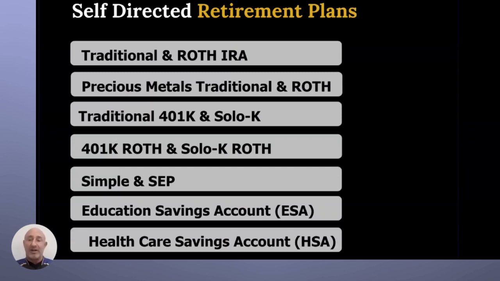There's a lot of different self-directed retirement plans, all retirement plans can be self-directed. So for example, traditional and Roth IRAs can be self-directed, precious metal, traditional and Roth, traditional 401ks and solo 401k or solo Ks, 401k Roth, solo K Roth, simple IRAs, SEP IRAs, education savings account, and healthcare savings account. All of these types of retirement plans and savings plans can be self-directed, that you can control and invest in things that you know and trust and are comfortable with outside of stocks, bonds, and mutual funds.